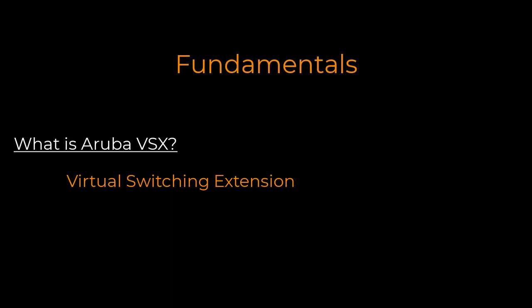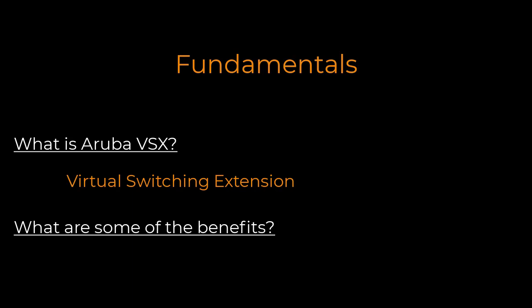VSX itself allows two switches to act as a virtualized pair, to function as a single device at layer 2, therefore sharing MAC and ARP tables, and independent devices at layer 3. There are many benefits to this, however to keep this tutorial more concise, I'll mention only a few. You can get a full list of benefits from the Aruba support portal under their technical documents.